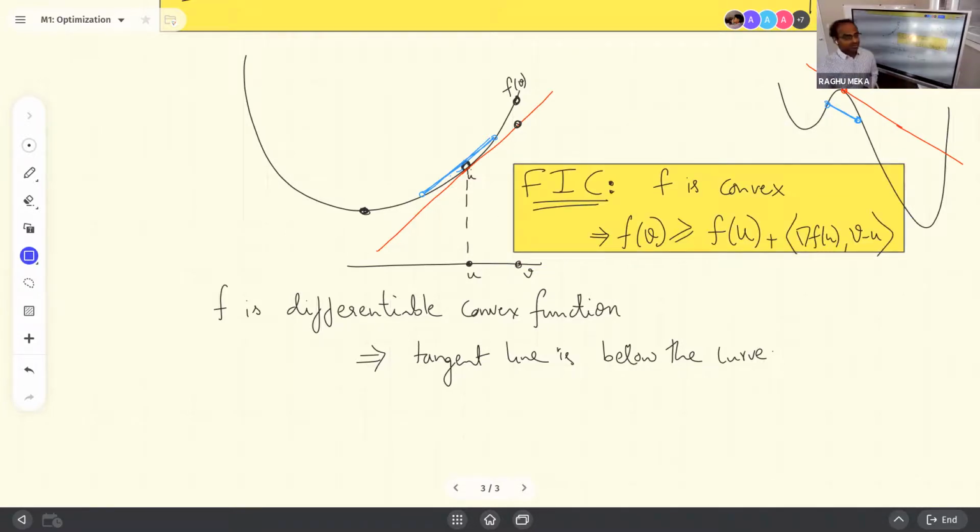Okay, so basically the right hand side here is just the equation for the red tangential line, and it's saying this is below the curve. And you can define convexity equivalently in this way. Any questions about this?